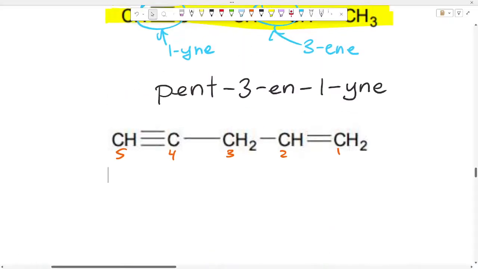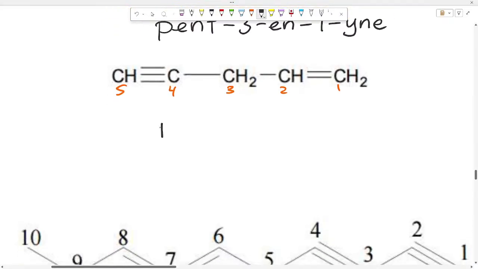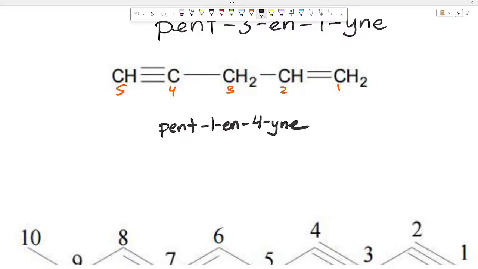What's this called? Pent-1-en-4-yne. Yeah, and again, these are both fine. I'm going to give the priority to the ene. So pent-1-ene-4-yne, but it doesn't really matter.